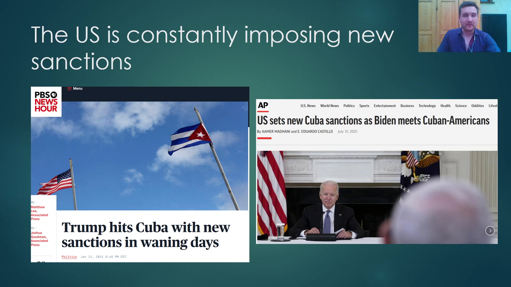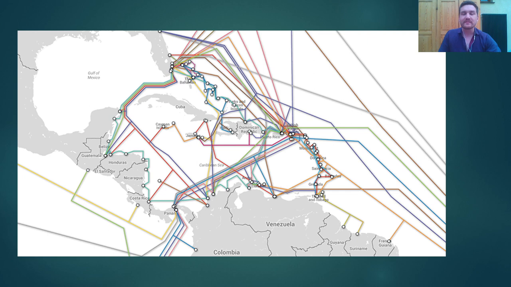Okay, and then a funny example would be the internet cables. So here you see a map of all internet cables, and you see how Cuba's access to internet is only through one cable to Jamaica and another cable through Venezuela. This is the only access Cuba has to the internet, and all the other cables are going around Cuba. Right, this is also a part of the blockade.